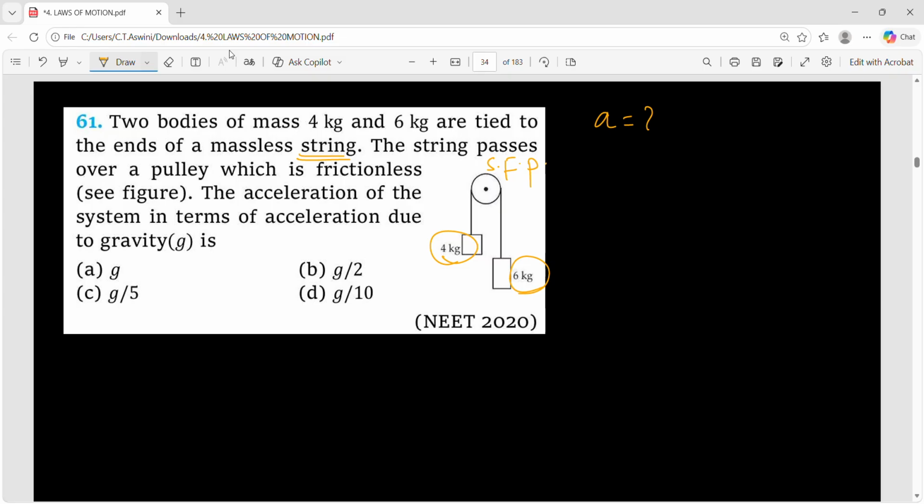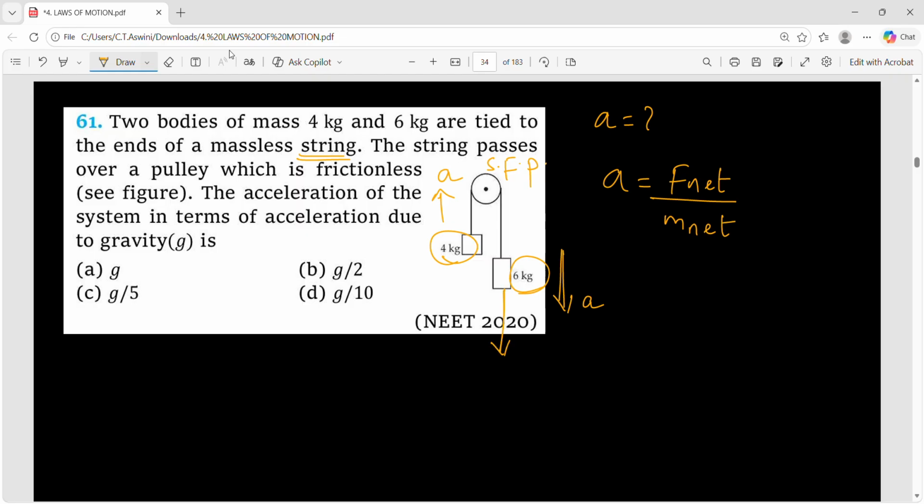First of all, see the masses here, 4 kg, 6 kg. 6 kg is more, right? So it will move down. This is the direction of a. With the same acceleration, 4 will move up. Why same acceleration? This is motion of connected bodies, right? Same acceleration. And what is this acceleration formula? F net upon M net.